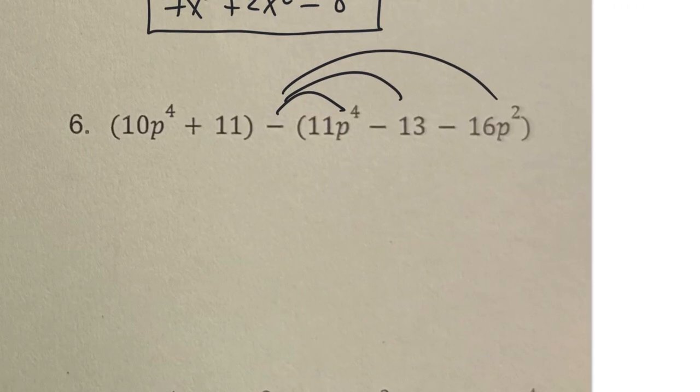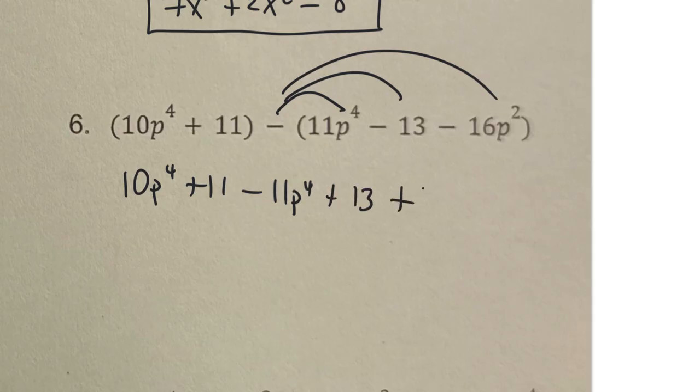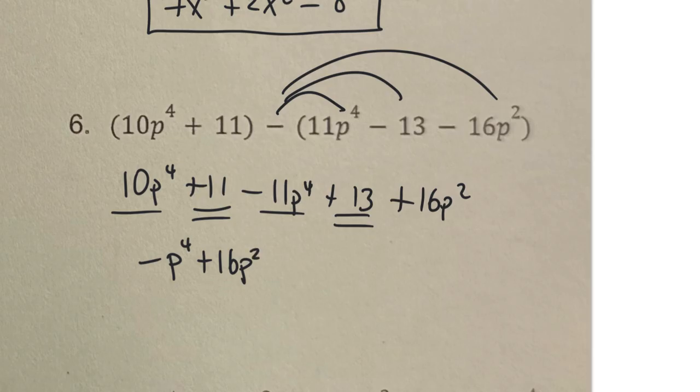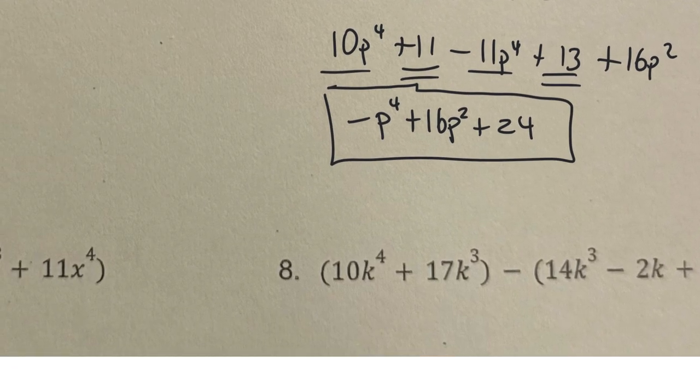We can distribute that. So we have 10 to the 4 plus 11 minus 11p to the 4th plus 13 plus 16p squared. Single underline for those, double underline for these, and the p squared is by itself. So with regards to the single underline, we are looking at negative p to the 4th, going down by exponents, plus 16p to the second, and then the double underline like terms give us plus 24. That should do it for that.